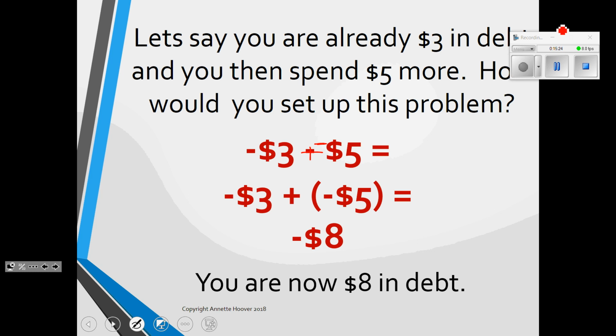I hope this helps with subtracting integers.